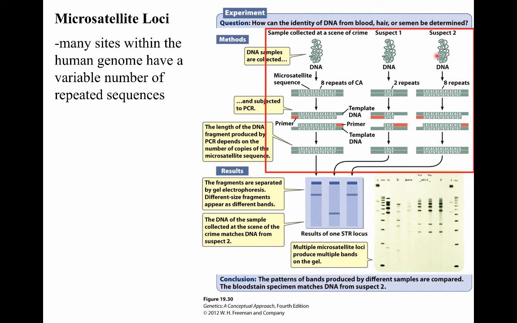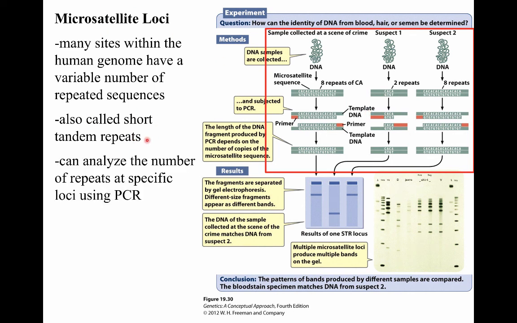You can tell the difference between those by looking at how many repeats they have in their DNA. So it's a way to identify individuals. Now, you can't tell with just one, right, because both Johnny and Jimmy have 8. But if you do this for multiple loci throughout the genome, then it becomes very specific for that one person. The microsatellites are also called tandem repeats.